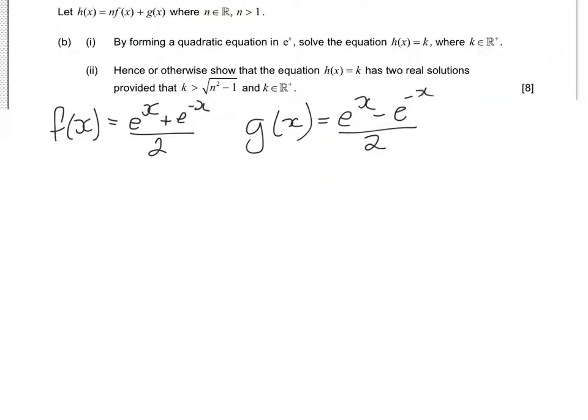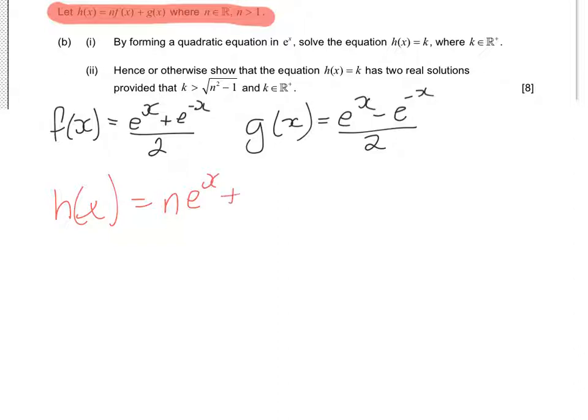Okay, part B. Got a quadratic equation but we're going to solve this. Well, we've got this new function, so let's write out what that function is. H of x is equal to n lots of f of x, so that's n e to the x plus n e to the minus x over 2, plus 1 lot of g of x, e to the x minus e to the minus x over 2.